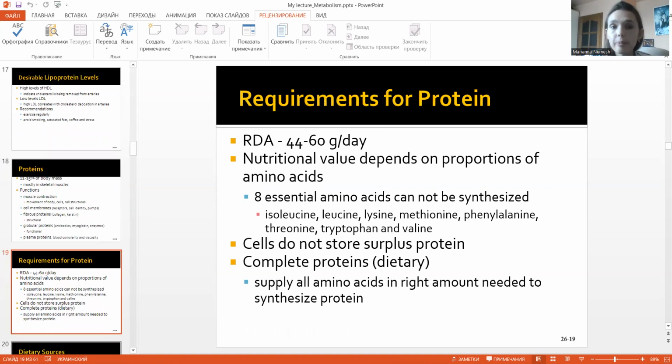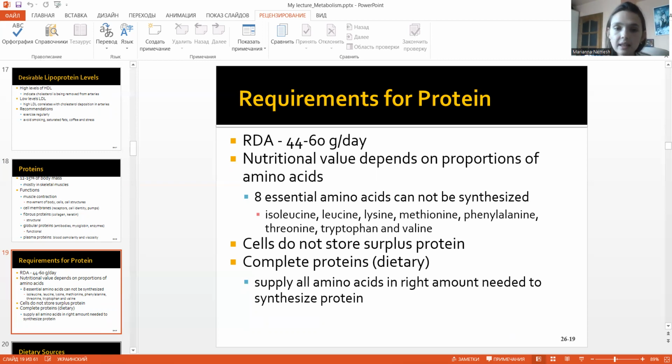So, requirements for the proteins. The daily recommendation of protein should be approximately 45-60 grams per day. Nutritional value depends on the proportion of amino acids. As we said, there are 8 essential amino acids which are not synthesized in our body, so we need to take them in our dietary food. Examples of these 8 essential amino acids are isoleucine, leucine, lysine, methionine, phenylalanine, threonine, tryptophan, and valine. Cells do not store protein, which is very important. That is why we need to eat different kinds of proteins daily.